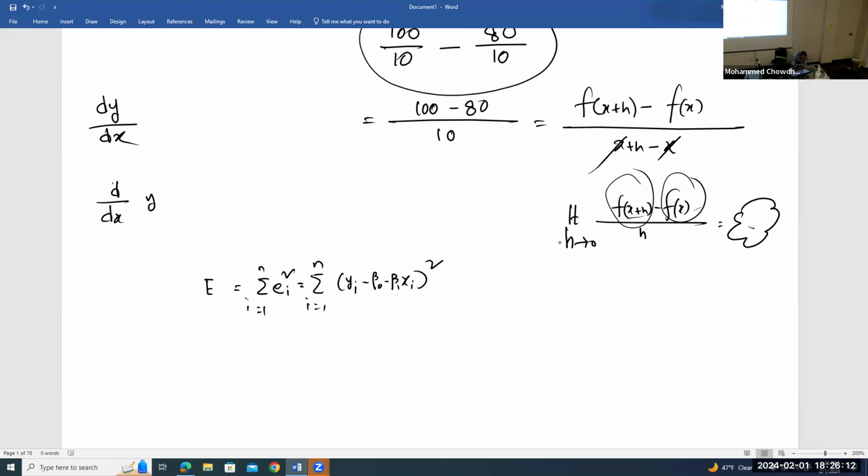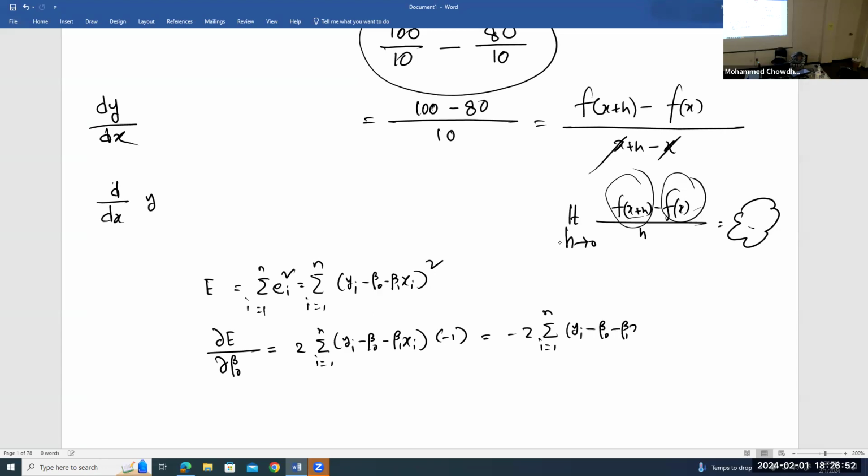So now I want to differentiate these with respect to beta 0, and let's see what I will get. If I differentiate this with respect to beta 0, I get 2 times the sum from i equals 1 to n of (y_i minus beta 0 minus beta 1 x_i), and then I got here, with respect to beta 0, minus 1. So that means I am getting here minus 2 times the sum from i equals 1 to n of (y_i minus beta 0 minus beta 1 x_i).